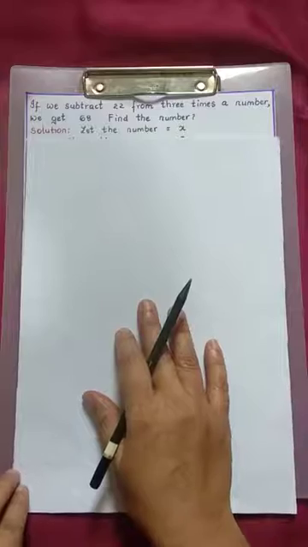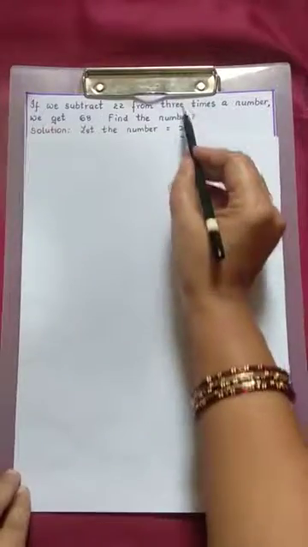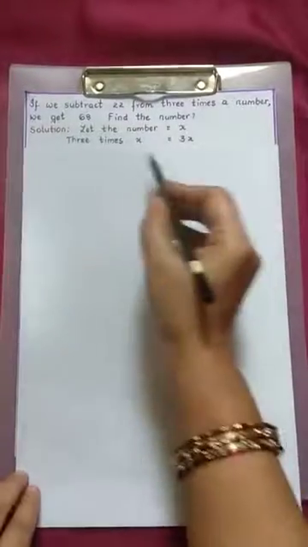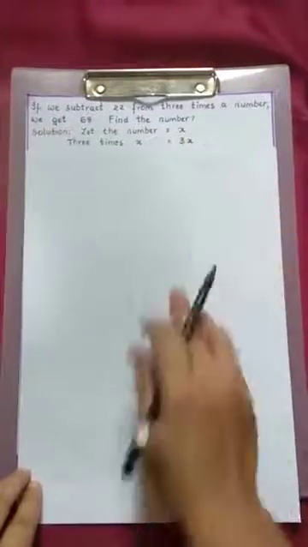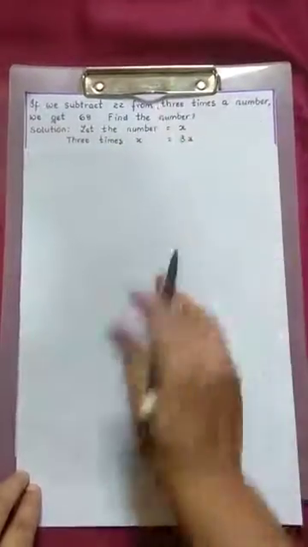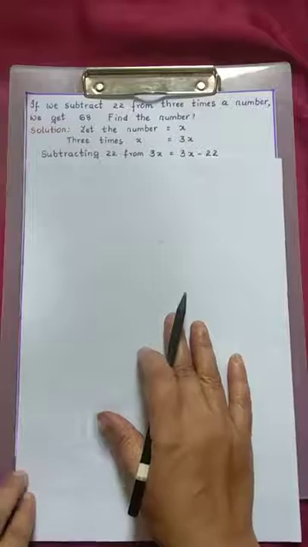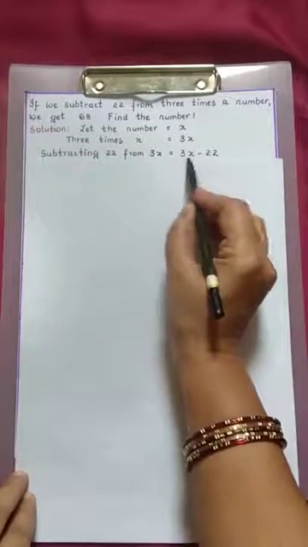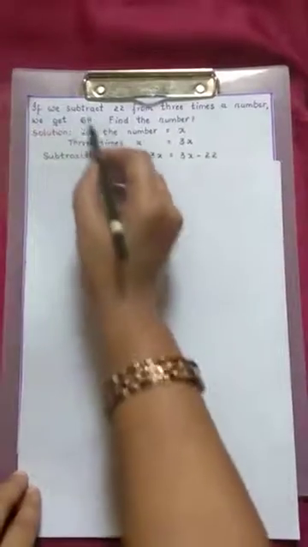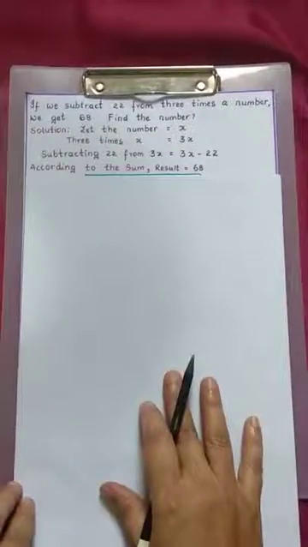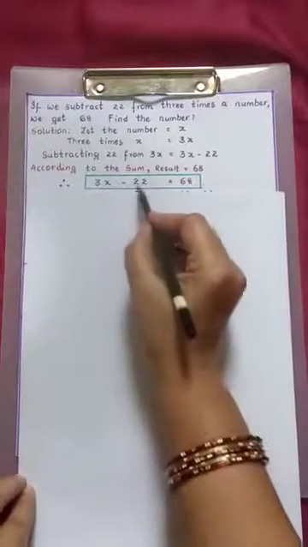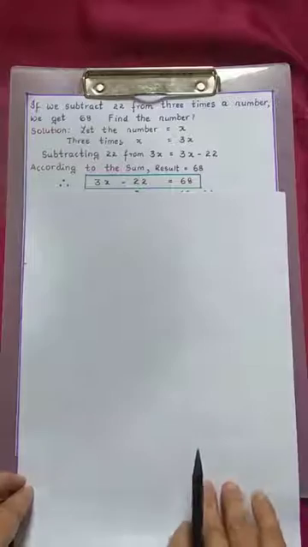Let us take the number as x. Now here the given 3 times a number. 3 times a number means 3x. 3 is multiplied by x. Now here we subtract 22 from 3 times a number. Means subtracting 22 from 3x can be written as 3x minus 22. Now according to the sum, we get 68 here. So the result is 68. So how to write in the equation form? 3x minus 22, which is equal to 68.